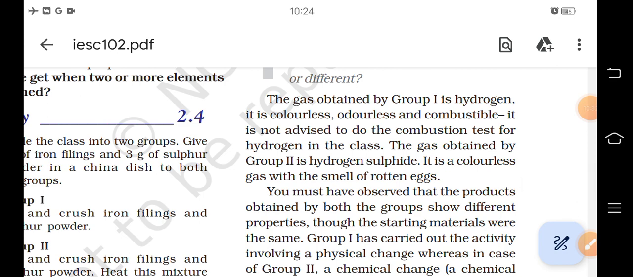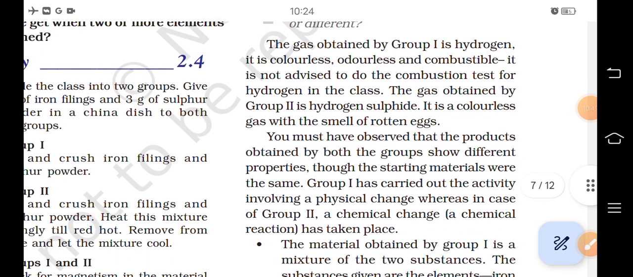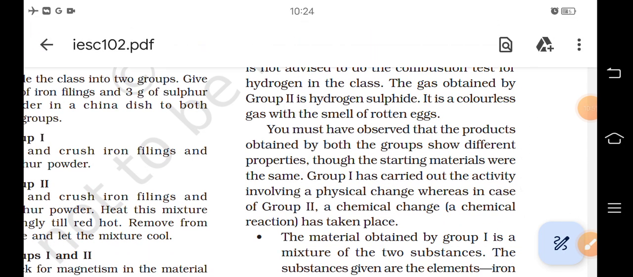The gas obtained by group first is hydrogen. It is colorless, odorless, and combustible. It is not advised to do the combustion test for hydrogen in the class. The gas obtained by group second is hydrogen sulfide. It is a colorless gas with the smell of rotten eggs.